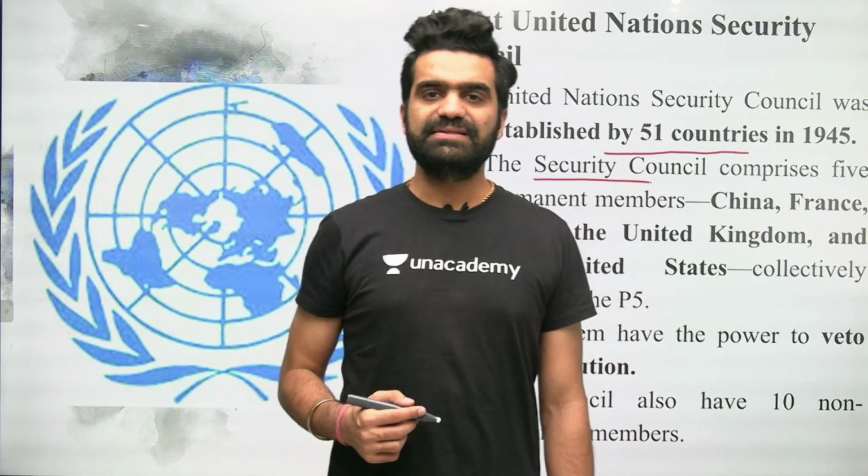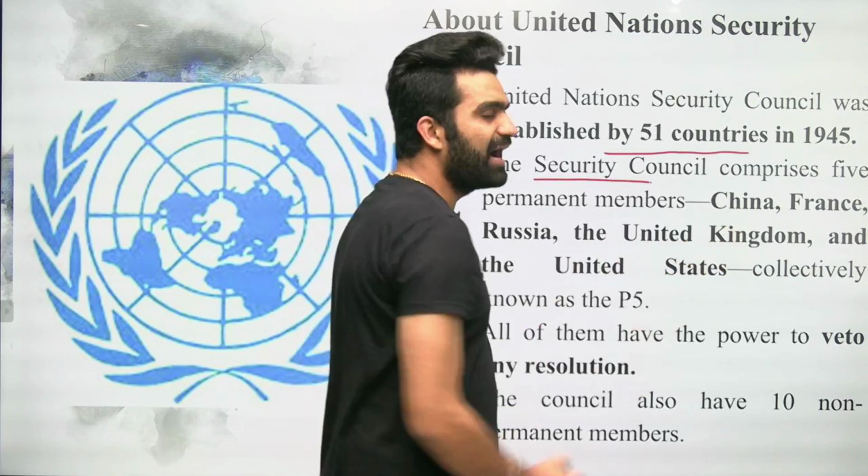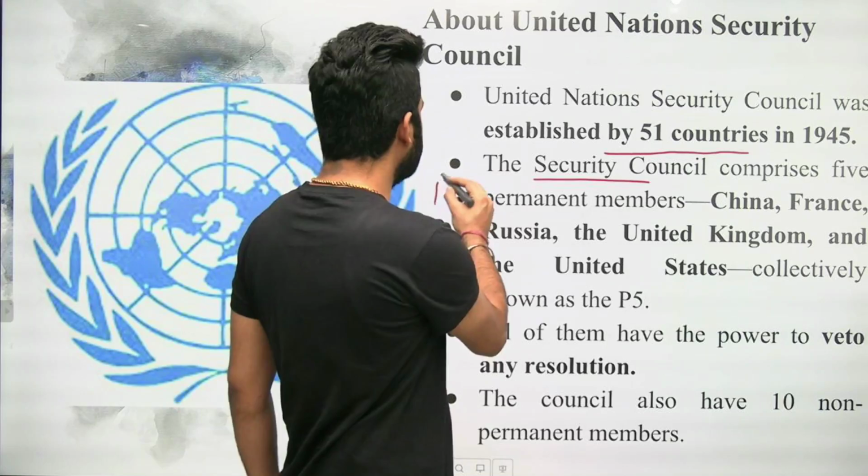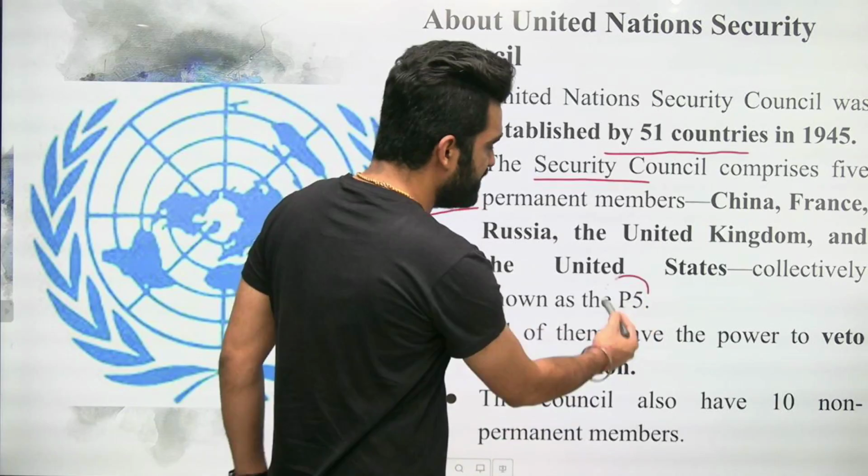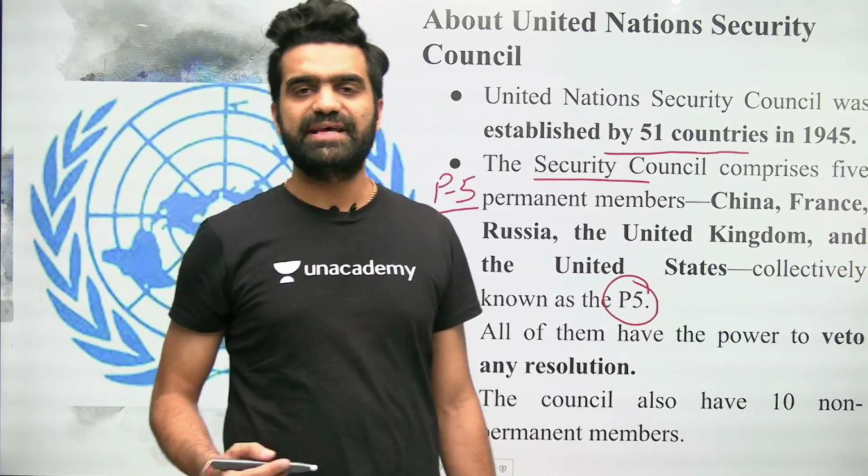Today, the Security Council comprises 5 permanent members, called the P5, the permanent 5 members of the United Nations Security Council: China, France, Russia, United Kingdom and the United States of America. These are known as the P5 grouping of countries. There are other groupings also, G5, G7, G77, and we are going to talk about those groupings also.